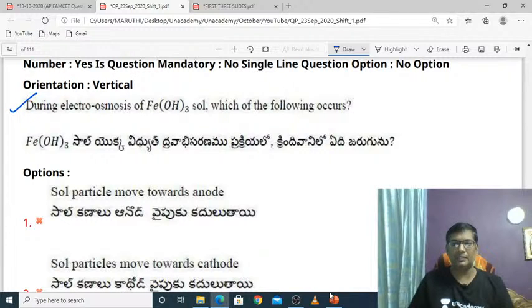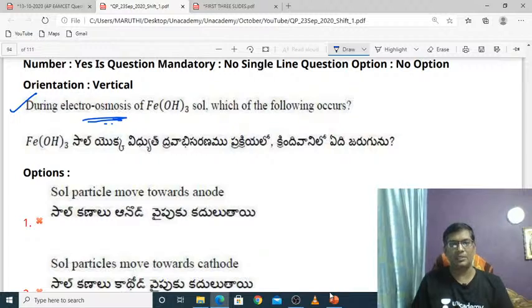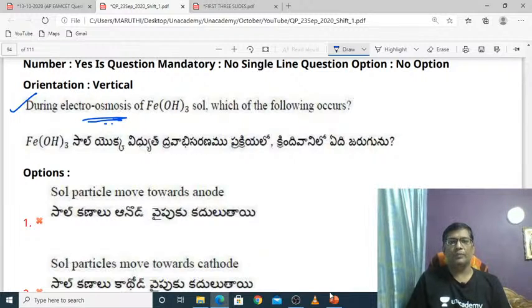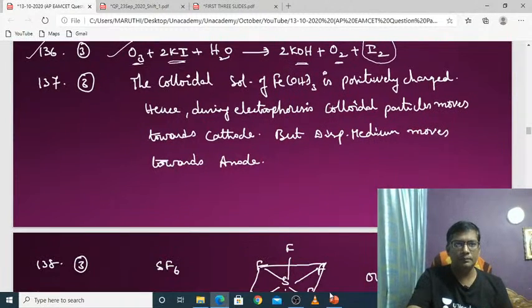coming to the 139th question. During electroosmosis, it is a surface chemistry question. During electroosmosis, Fe(OH)3 sol, which of the following occurs? See here.